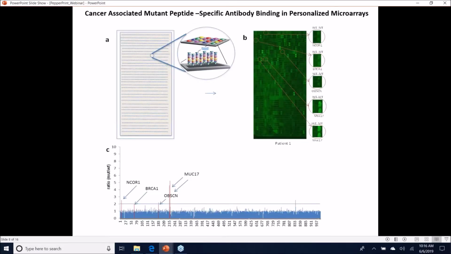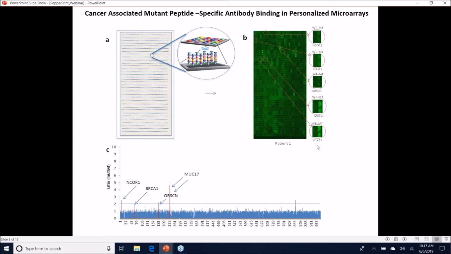And here's the actual data that we found from one patient sample. So this is how it looks. As you can see, there are, here in this case, we are showing 5 different mutant-specific immune reactivities. And so you see 2 wild-type peptides are not reactive and 2 mutant peptides are reactive. And these are NCOA, BRCA1, which is a well-known breast cancer gene, obscurin, mucin, and two peptides from the mucin were detected from this assay.